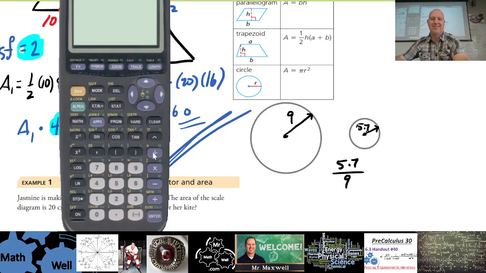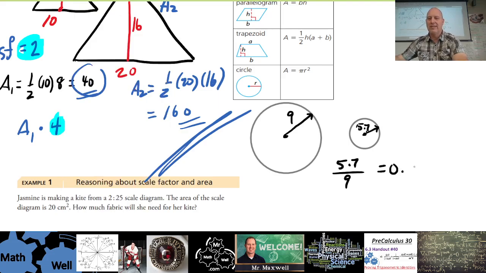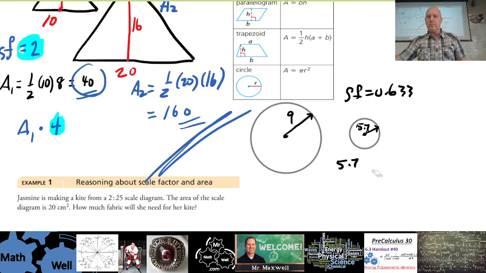Okay, 0.63. 0.633. Okay, 3 decimal places. Let's go with 3. Fine. Scale factor 0.633. Okay. Let's find out what the area is.